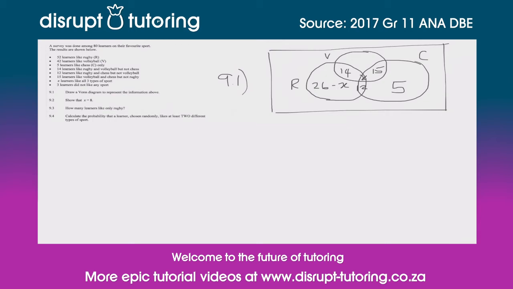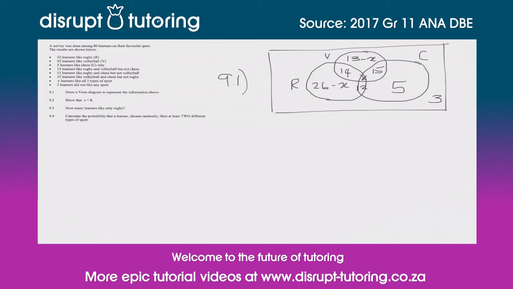Similarly, for volleyball, we do the same thing. We know 42 learners like volleyball, so that would be 42 minus 14 minus 15, which gives us 13. And then we still need to subtract the x, so 13 minus x in that case. Now we also need to put in that 3 learners did not like any sport, and that's going to be outside the circles.